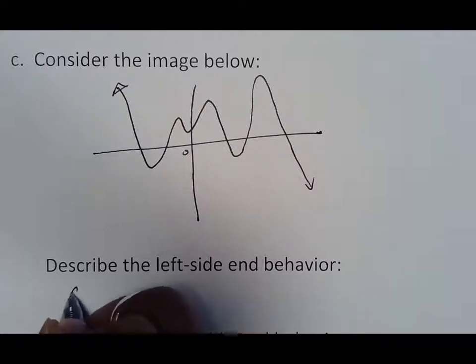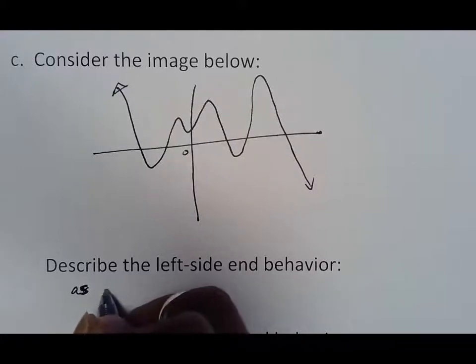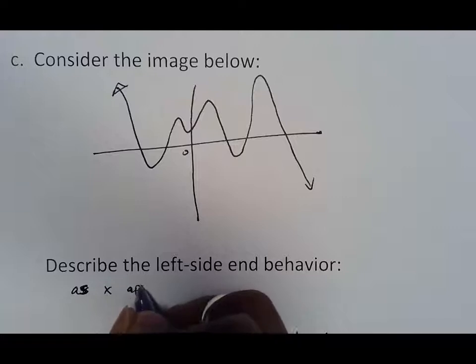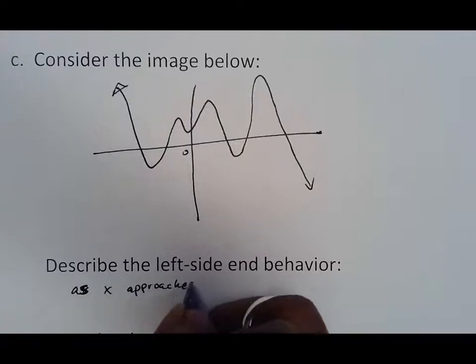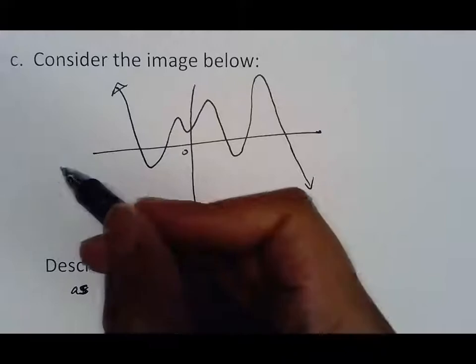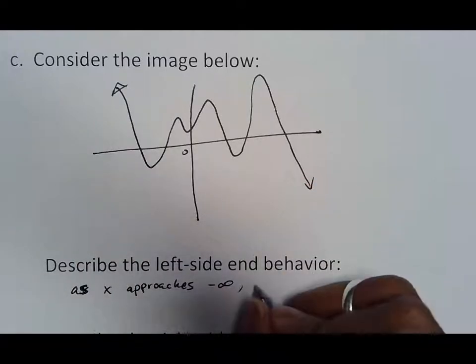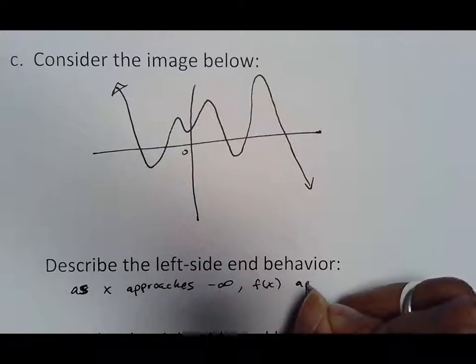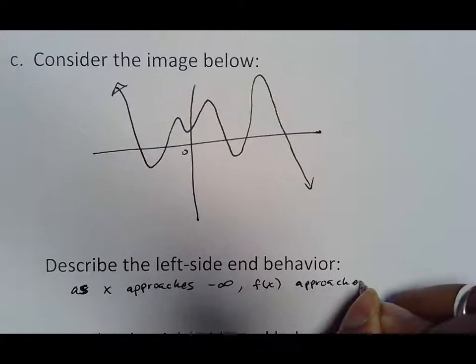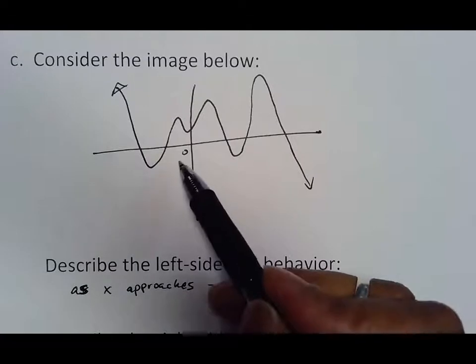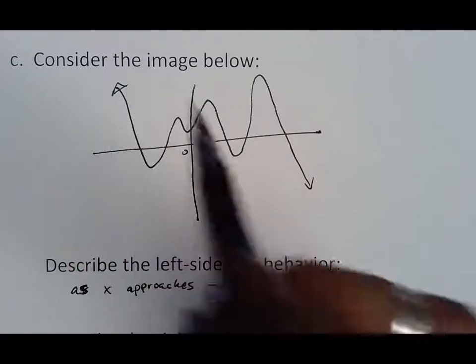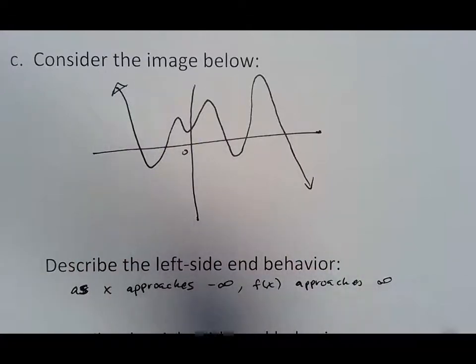So what you're going to say is, as x approaches, again, left side is x is -infinity, and again, you might need to type it, comma, f of x approaches what? So as you go to the left, my graph is going up, so that would be infinity.